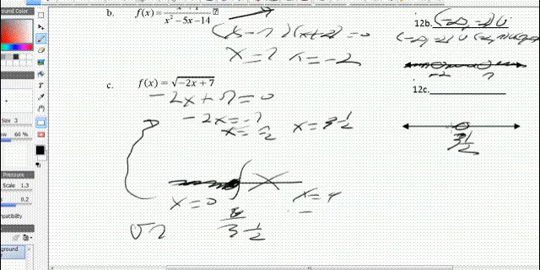Here comes the shading. Here comes the interval notation. Negative infinity to 3.5. Bracket because it's on top. This is a closed circle.